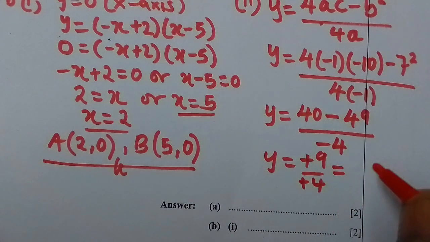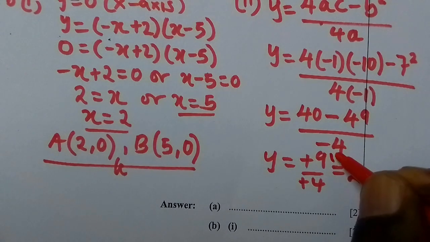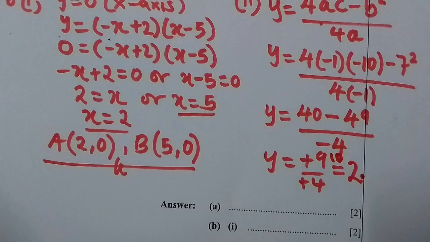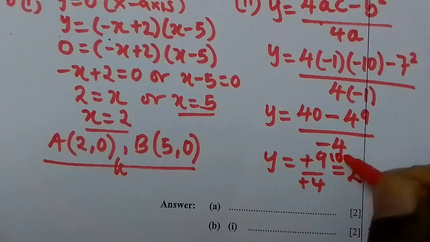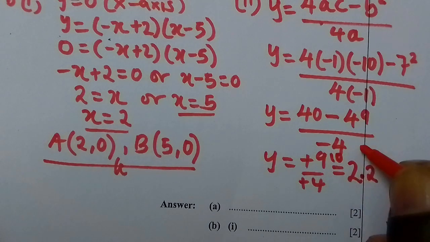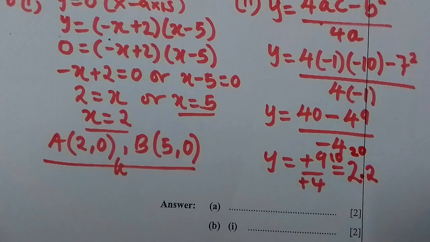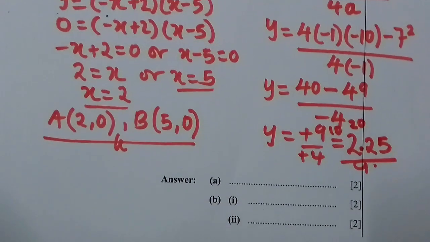4 into 9, it goes 2 times, leaving a remainder of 1. Since 4 cannot go into 1, you introduce a decimal, so that is going to be a 10. So 4 into 10, that is a 2. The remainder there again is a 2. So you put a 0, it goes to 20. So 4 into 20, that's a 5. So the value of y is 2.25.